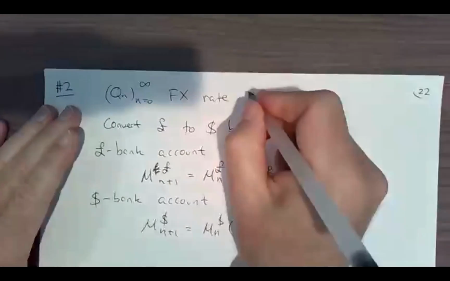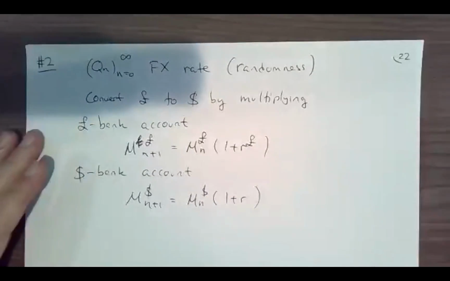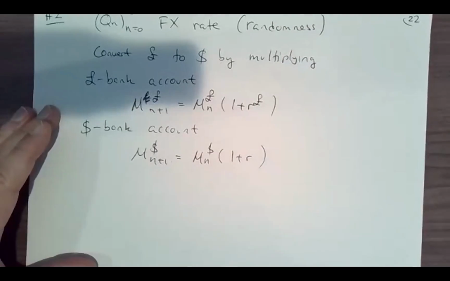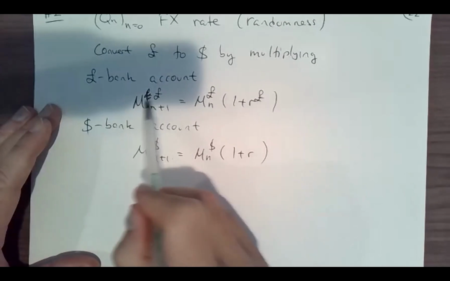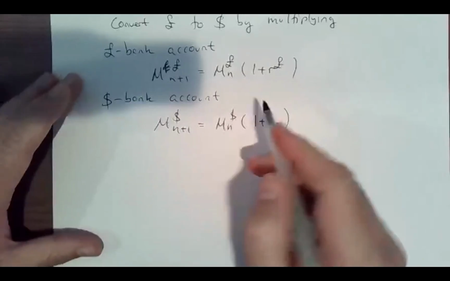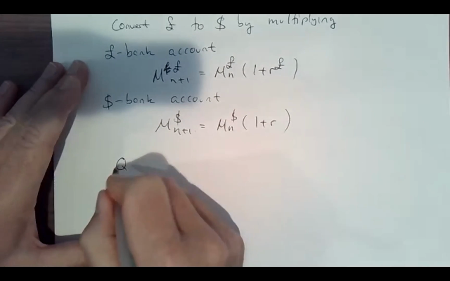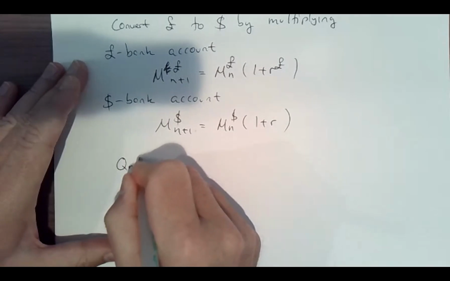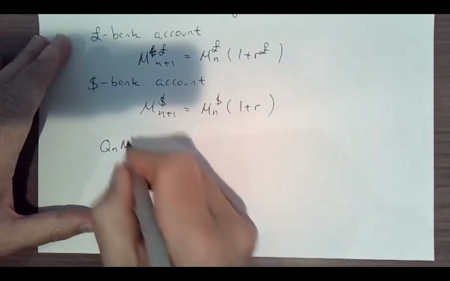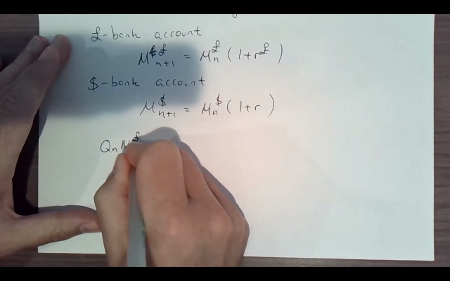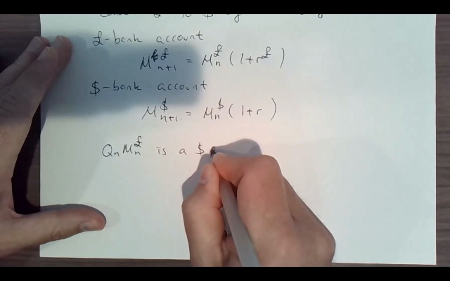Right, so the randomness is here. This is where you find the randomness. It comes in the foreign exchange rate. So I can convert pounds to dollars by multiplying. If I want the foreign bank account in dollars, I would simply multiply QN times MN pounds. This is a dollar amount.